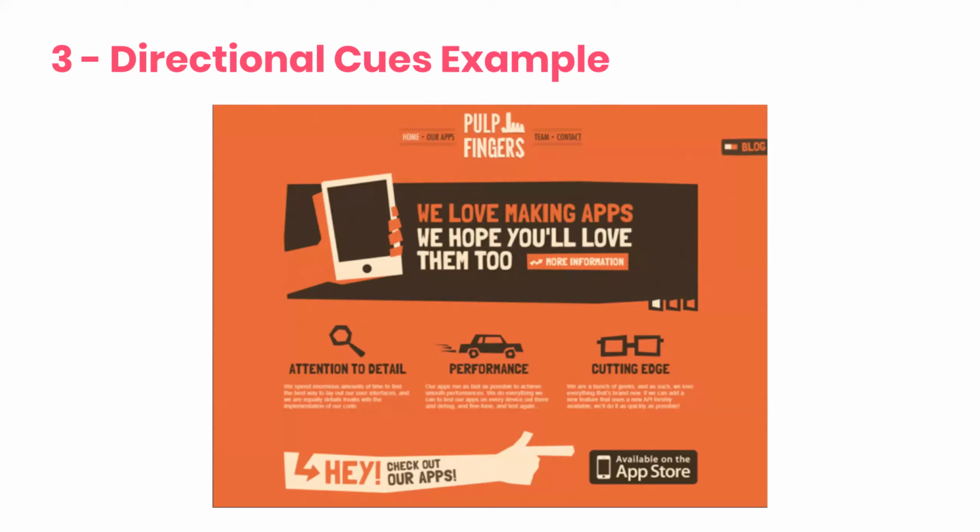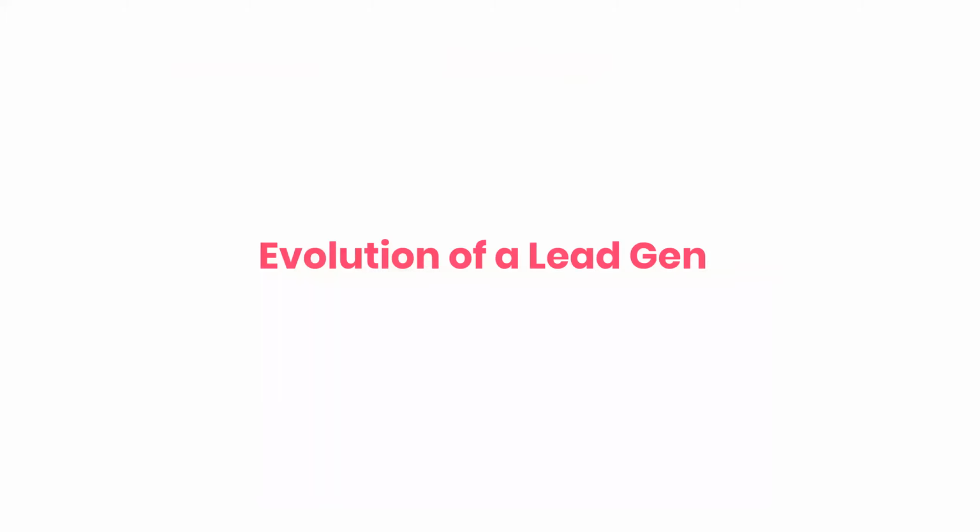If that finger on the bottom wasn't pointing to the "available on the app shop," which is essentially where you want people to click, not a lot of people would be clicking on it as much as they are now that you're telling them exactly where you want them to go. So again, directional cues.